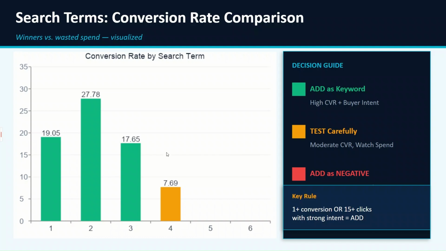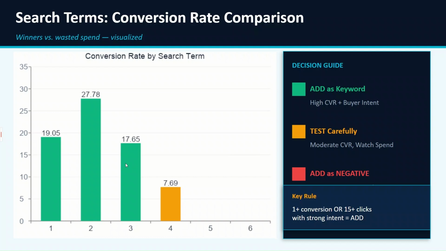The last one is conversion rate comparison. Okay, now look at this chart. This is the visual breakdown of the conversion rates for each search term we just talked about. The green bars here, three green bars, these are the winners. You can see plumber near me at 90%, then 24-hour plumber Dhaka 28%, and the last one is toilet repair service Dhaka at nearly 18%. Okay, these all get added as keywords.